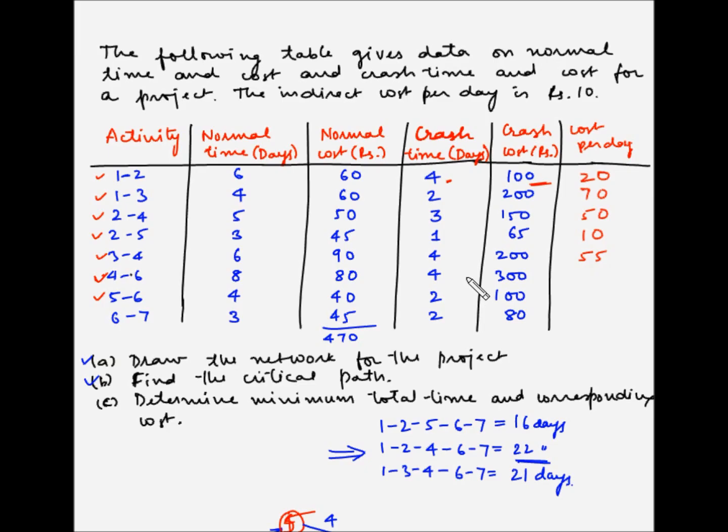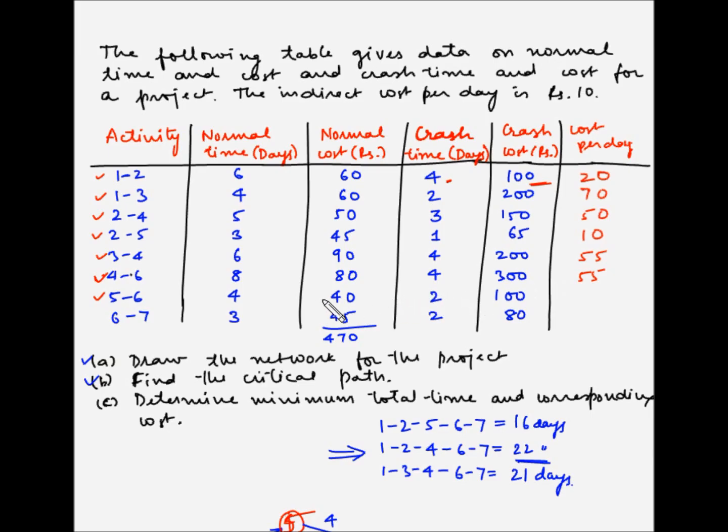For activity 4 6, 300 minus 80, which is 220, and 8 minus 4 is 4, so 220 divided by 4, which is again 55. So here 220 divided by 4, you can easily divide both the numerator and denominator by 2, so it becomes 110 divided by 2, which is the same as the previous one. So 110 divided by 2 is 55.